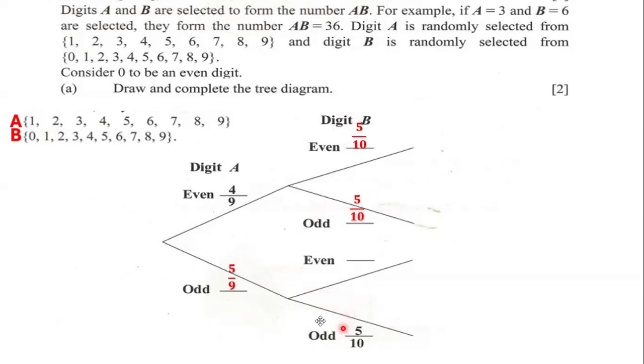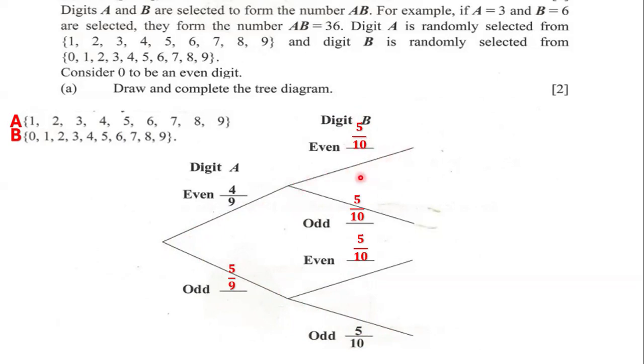Okay, let's move on. So here we still have digit B, right? What's the probability of digit B being even? We already found that out. The probability of digit B being even is 5 over 10, all right? Same thing for this one. What's the probability of digit B being odd? That's 5 over 10 as well. So the probability of digit A being even is 4 over 9. The probability of digit A being odd is 5 over 9. The probability of digit B being even is 5 over 10.